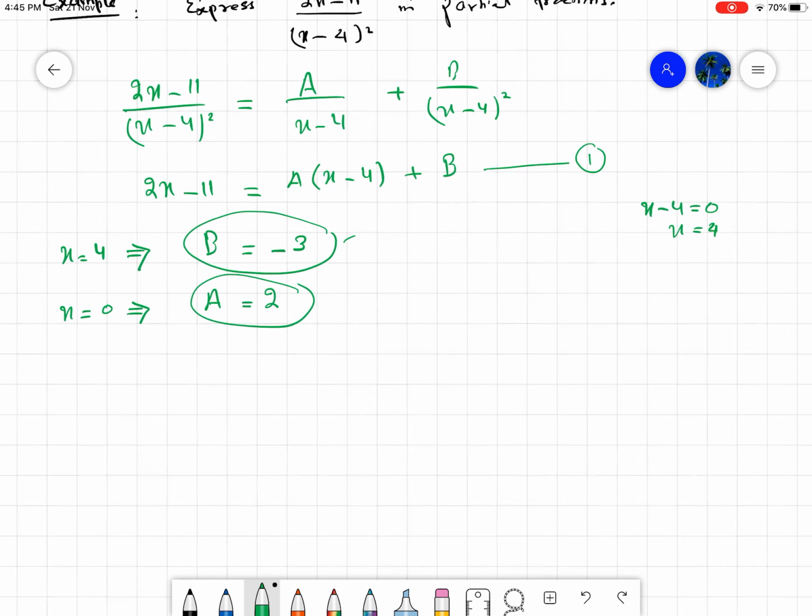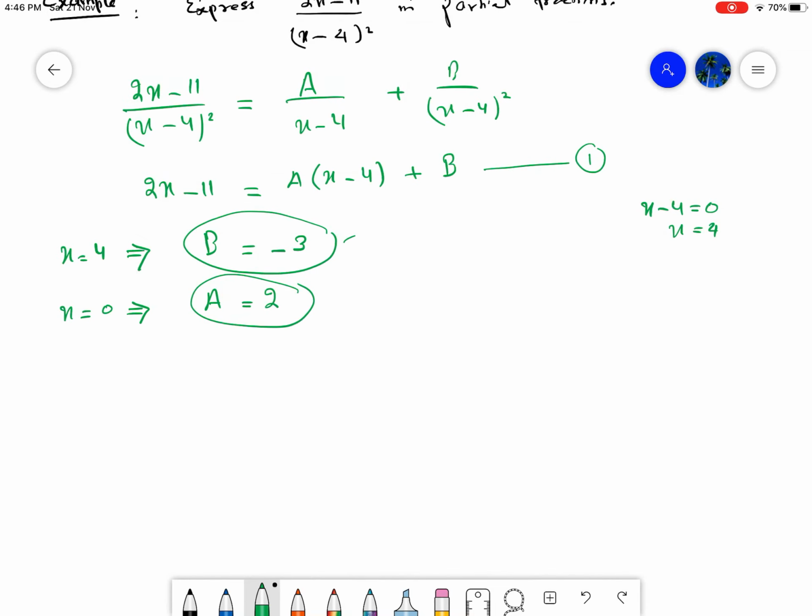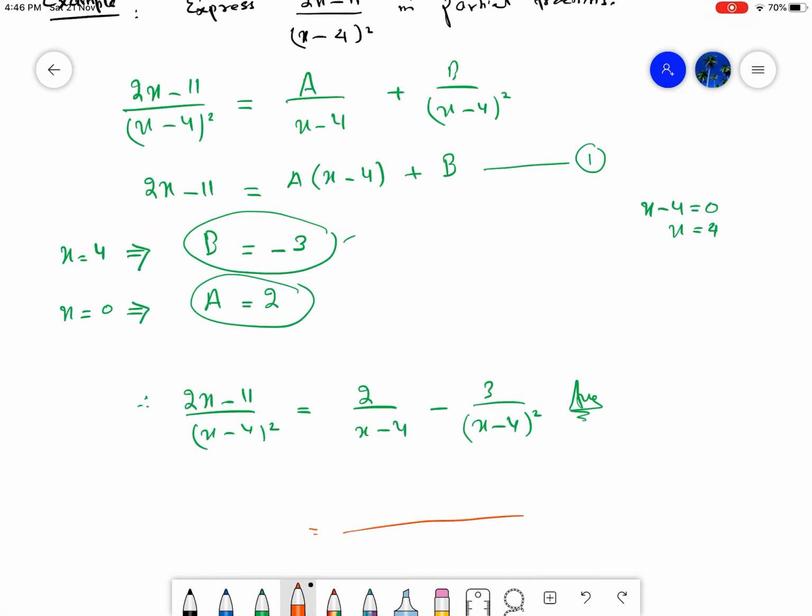So we found the values of both of our variables A and B. Therefore, (2x minus 11) over (x minus 4) whole square is equal to 2 over (x minus 4) plus minus 3 over (x minus 4) whole square. This is our required answer. And if you solve this by taking the least common multiple here as (x minus 4) whole square, you will get back this fraction.